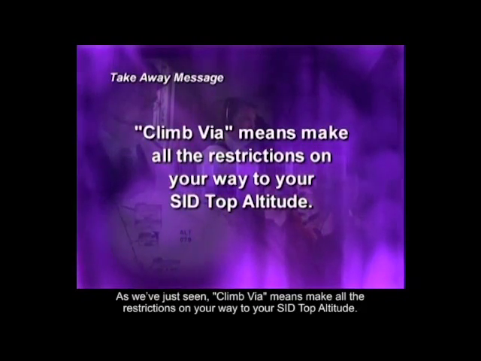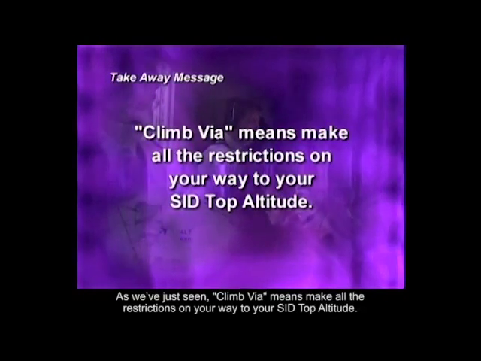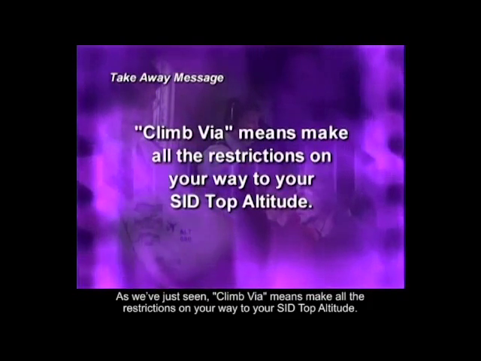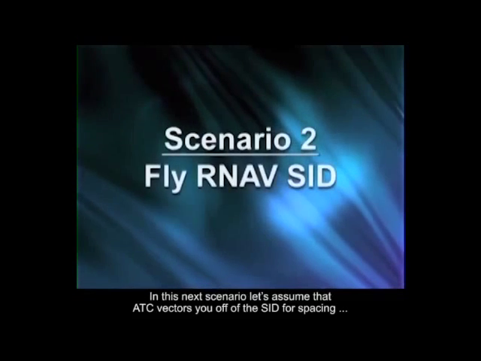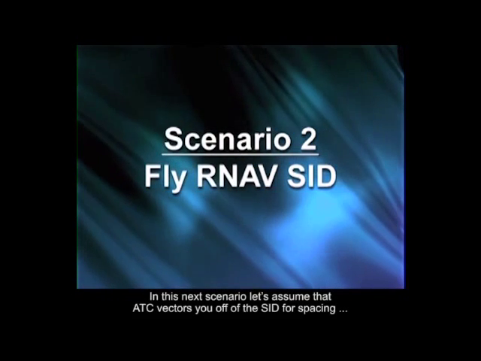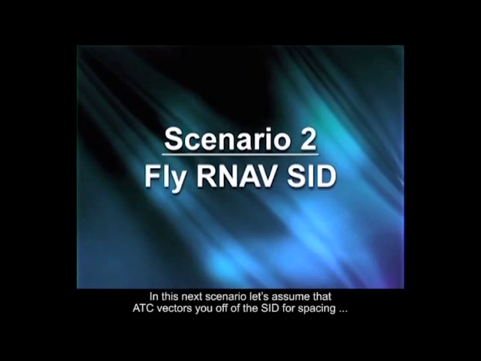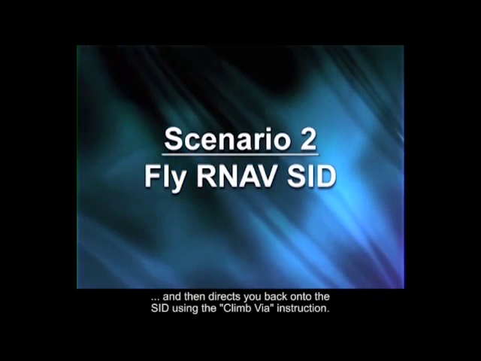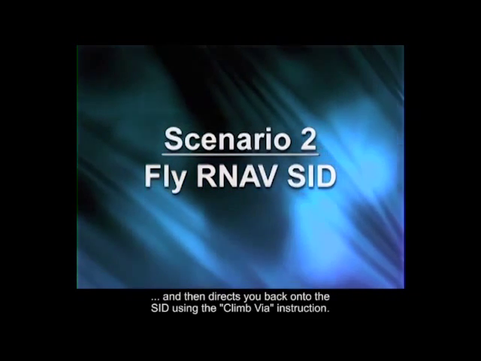As we've just seen, climb via means make all the restrictions on your way to your SID top altitude. In this next scenario, let's assume that ATC vectors you off of the SID for spacing and then directs you back onto the SID using the climb via instruction.